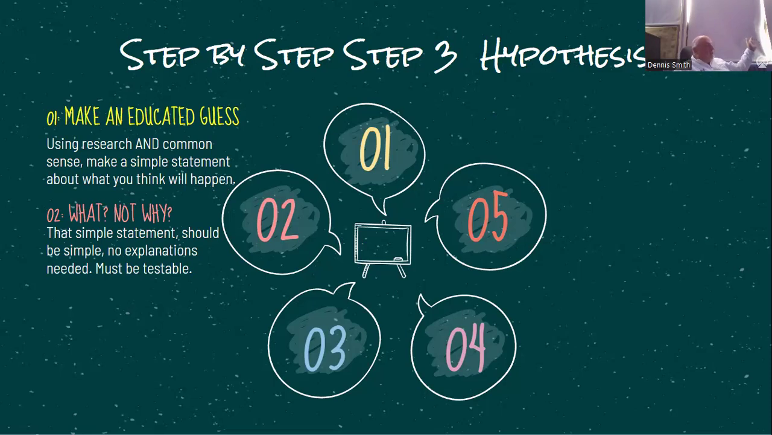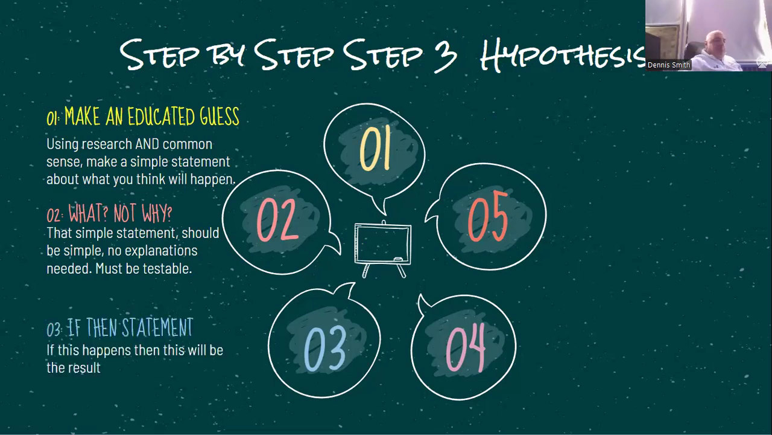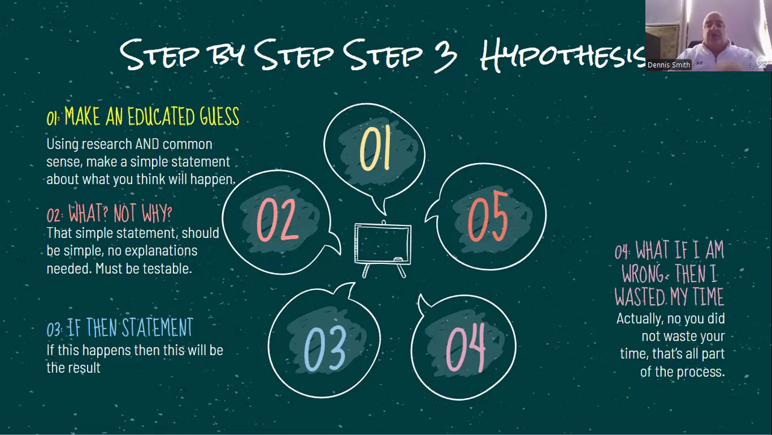It doesn't have an excuse. It doesn't have a reason. It doesn't have an explanation. It's just this is what is going to happen. And it must be testable, easily replicated. And then you want to make your if-then statement. If this happens, then this will be the result. Notice the what, not explaining the result, but just the what, that this is what's going to happen.